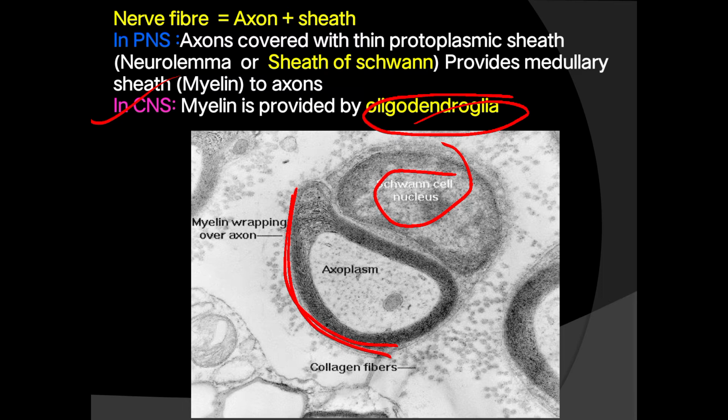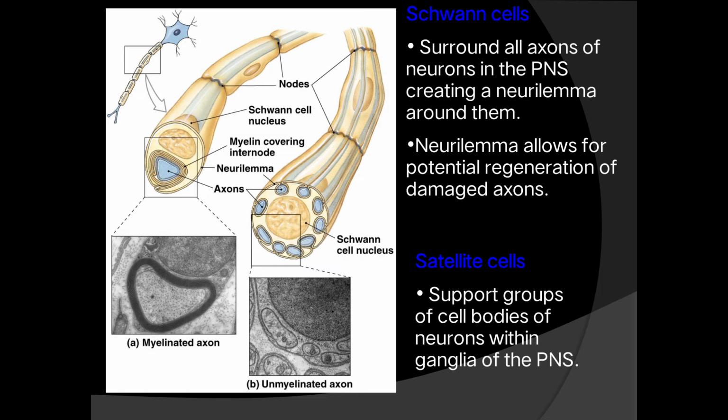Inside the brain, the myelin along the axon of the nerves is formed by the oligodendroglia. While in the peripheral nervous system, meaning outside the central nervous system, outside the brain and spinal cord, the nerve axons are covered with a protoplasmic sheath called sheath of Schwann or Schwann cell, which provides the medullary sheath, that is, myelin, to the axon. So we can see that the Schwann cell surrounds all the axons of the neurons in the peripheral nervous system, creating a neurilemma around them.